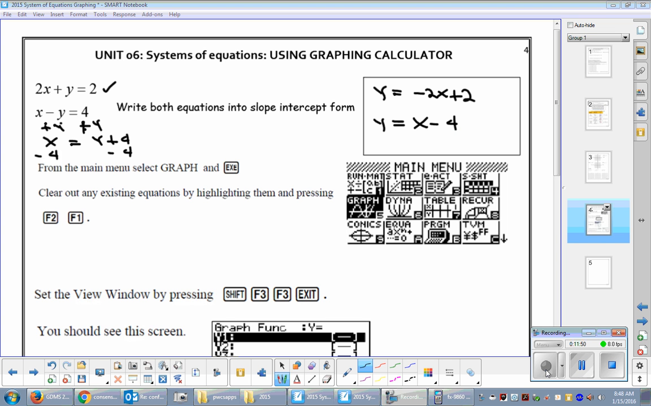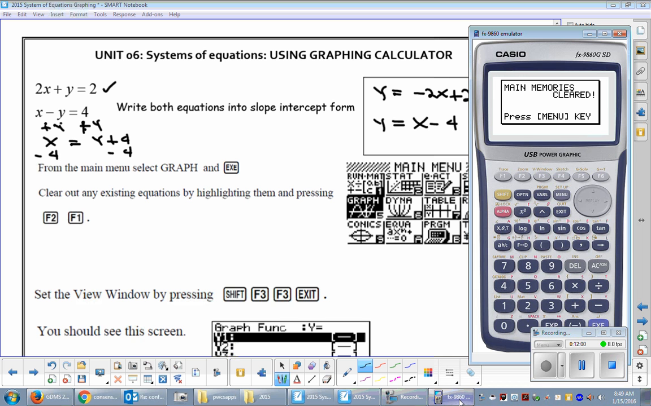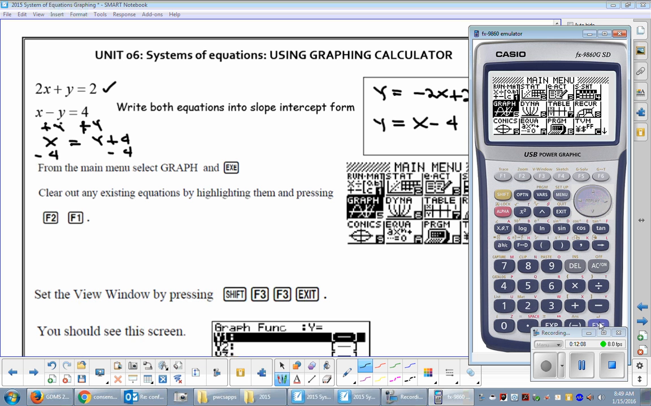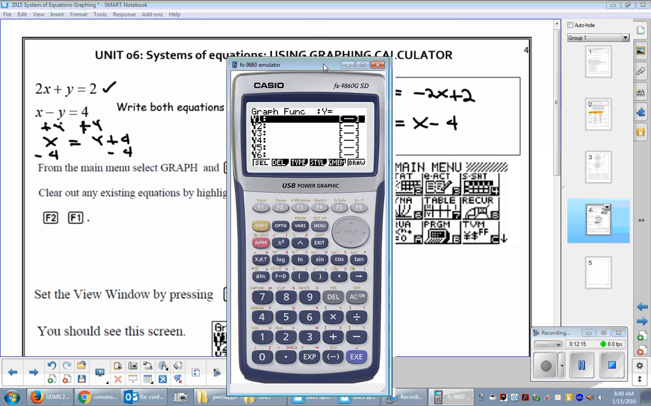So once we converted these two equations into slope-intercept form, we can now go to our Casio and let's go to main menu, and then let's highlight graph, then press EXE. I'll just have to type in my equations.